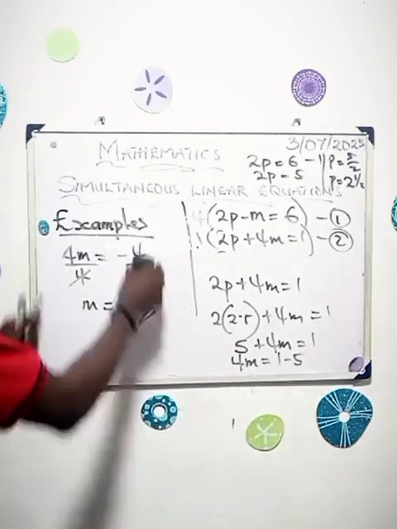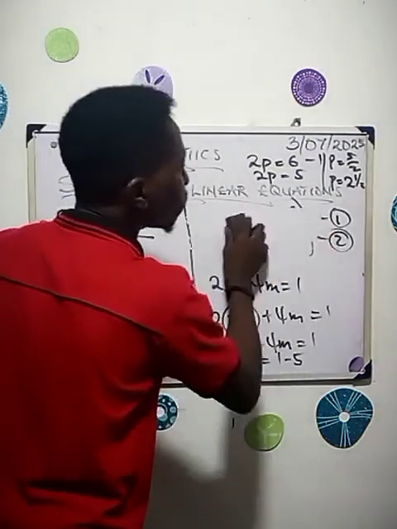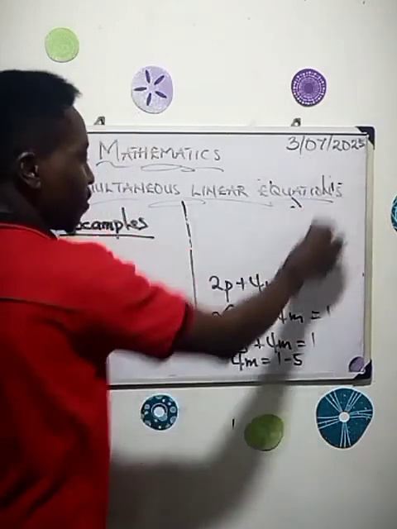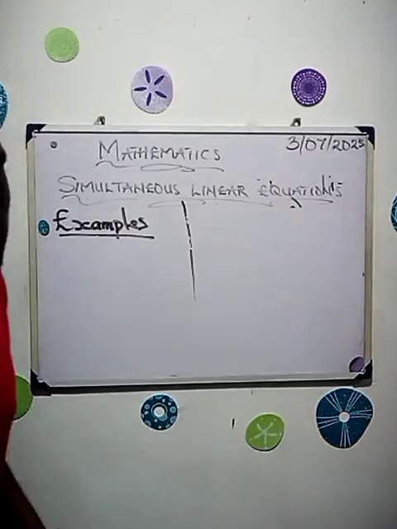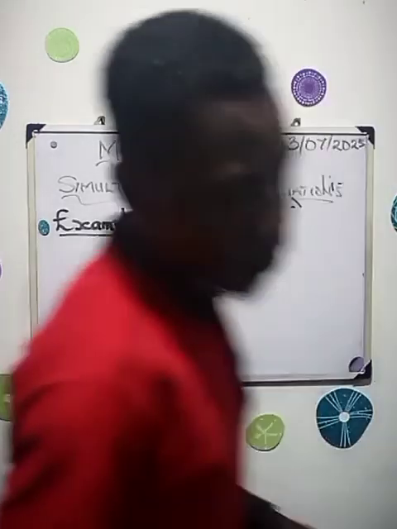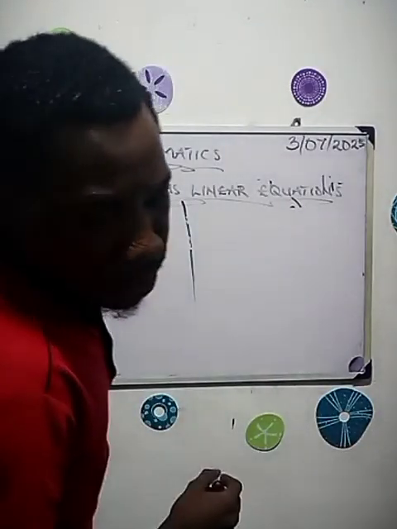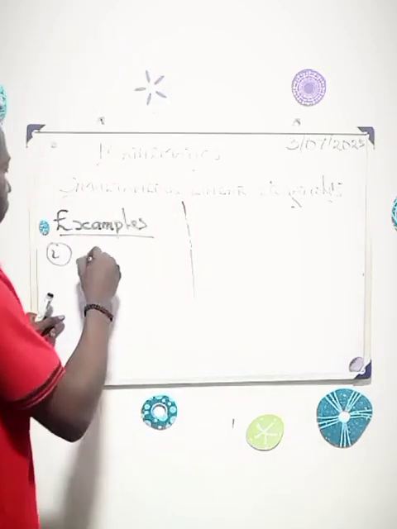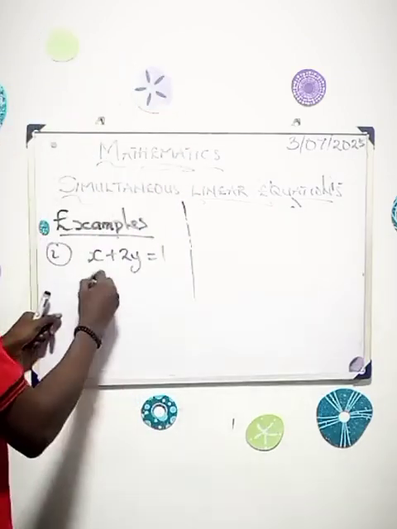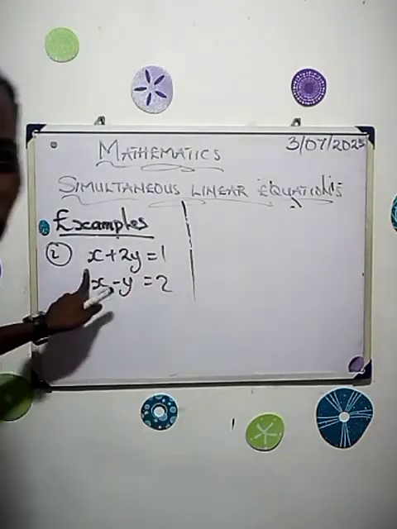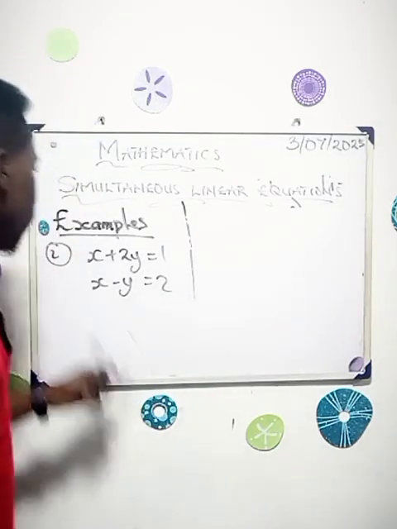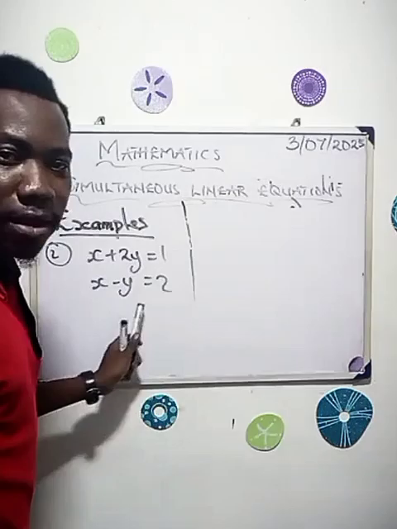Okay, now let's move on to example number 2. If you're writing, please, we have to write fast because of time. So example number 2: x plus 2y equals 1 and x minus y equals 2. It's very clear. Thank you.